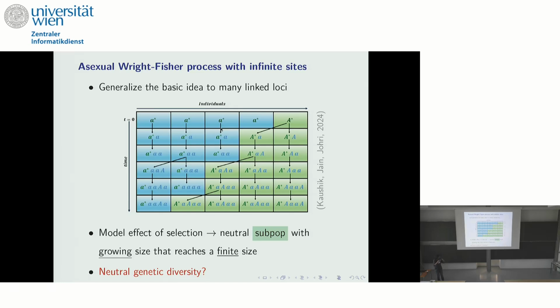Okay, so I have a neutral subpopulation which is growing. However, it reaches a finite size n. So it's not just expanding away. There's a limit, there's a carrying capacity in our model. Okay? And we are interested in asking about various measures of genetic diversity.